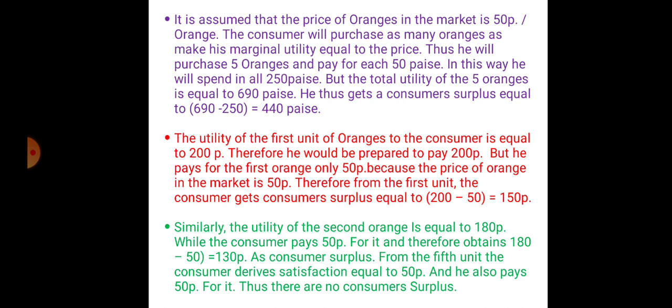Similarly, the utility of the second orange is equal to 180 paise, while the consumer pays only 50 paise for it and therefore obtains 180 minus 50, that is equal to 130 paise as consumer surplus. From the fifth unit, the consumer derives satisfaction equal to 50 paise and he also pays 50 paise for it, and therefore there is no consumer surplus obtained at the fifth orange.